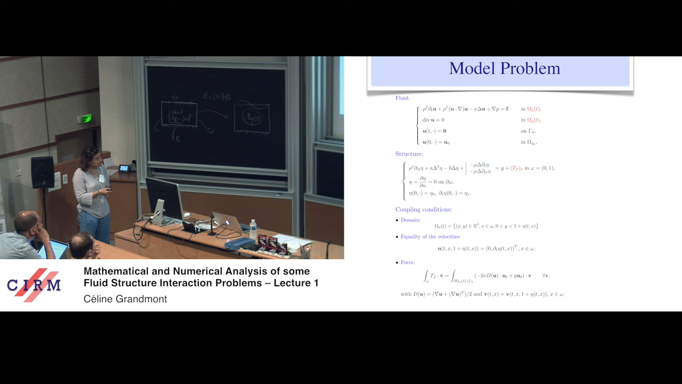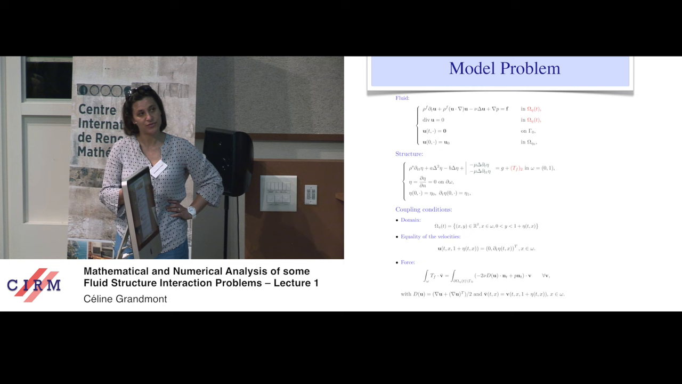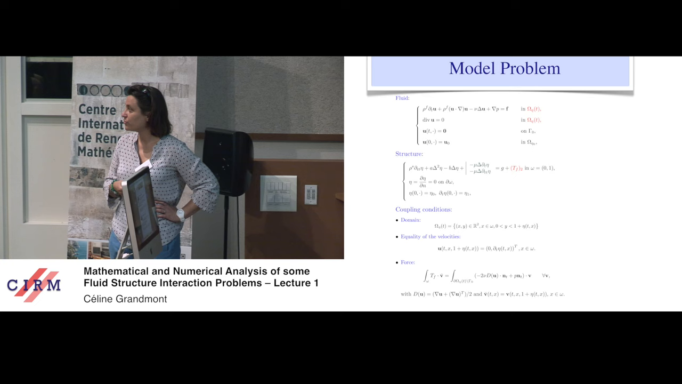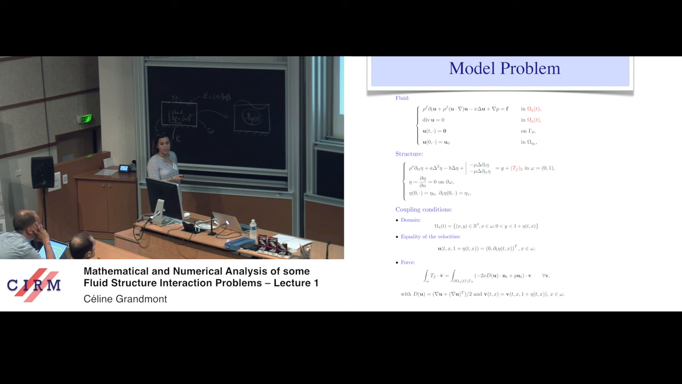And the structure unknown live in the reference domain. So to write this equality of the velocity, we have to map the fluid velocity onto the reference configuration in order to write the equality of the velocity in the reference configuration. So this equality of the velocity is a nonlinear relation between u and eta. Okay? So you have several nonlinearities in this system.